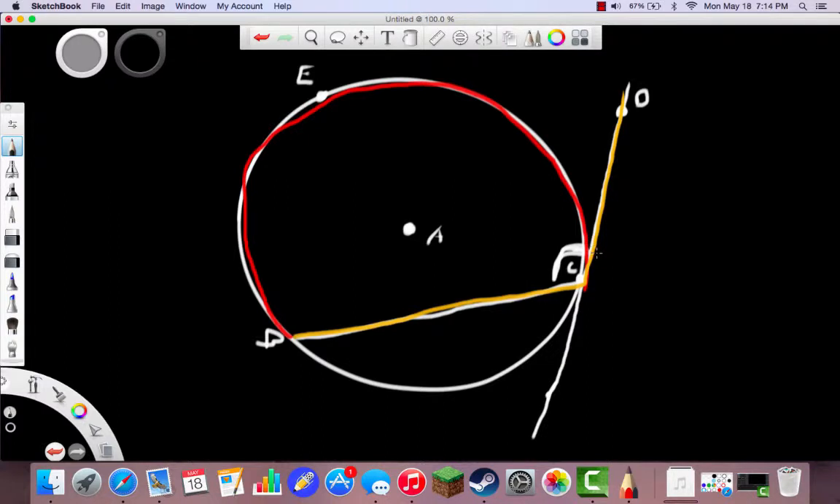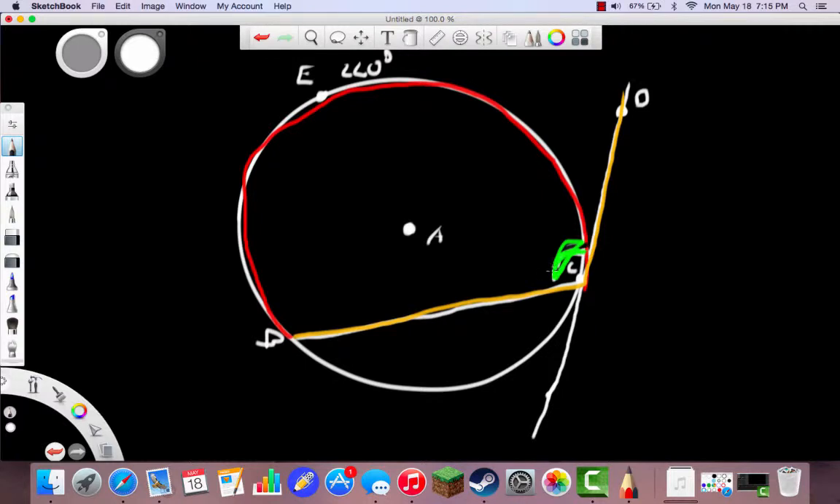By the theorem, this technically is an inscribed angle. So this right here is an inscribed angle by the theorem. And so by knowing that, let's say that this was 220 degrees, okay? So that means arc BEC is 220 degrees.